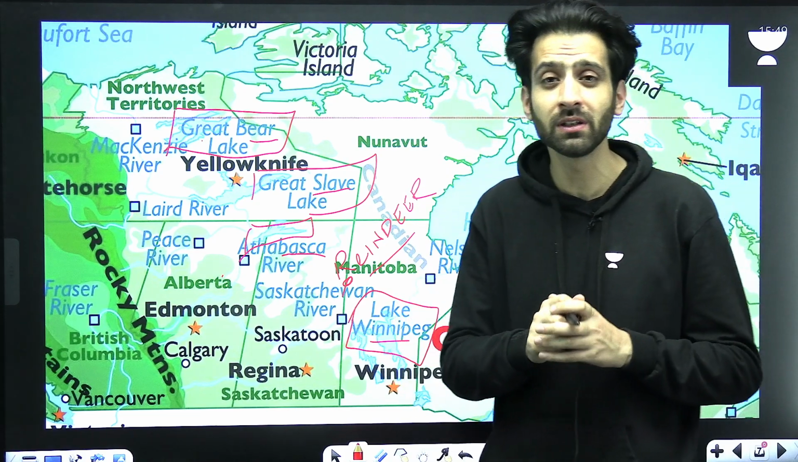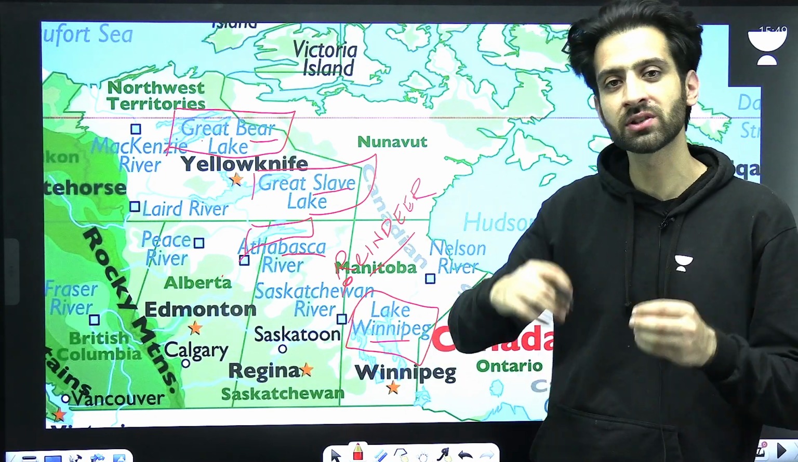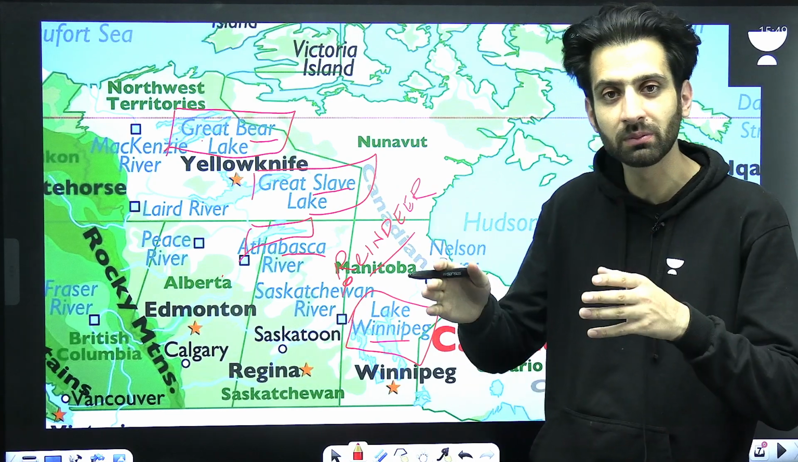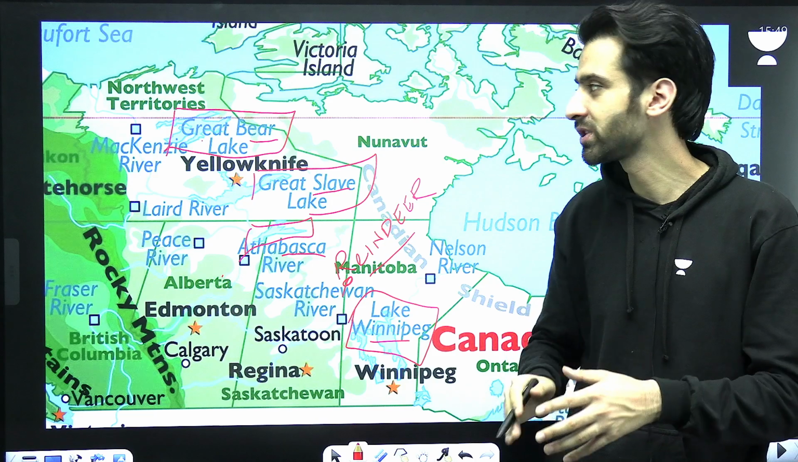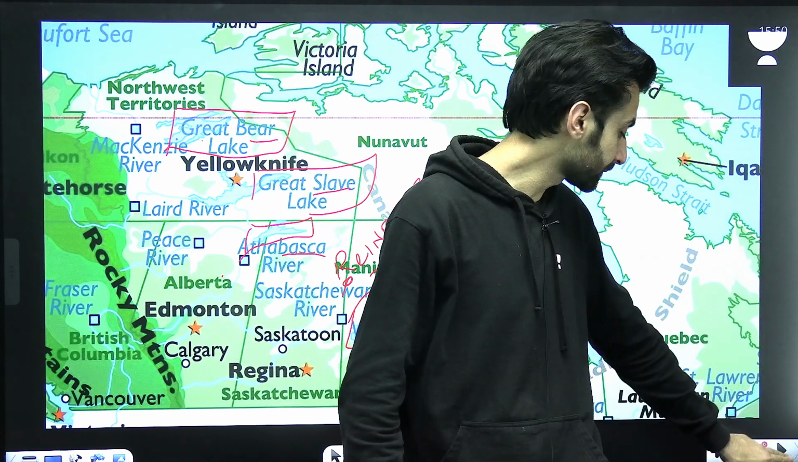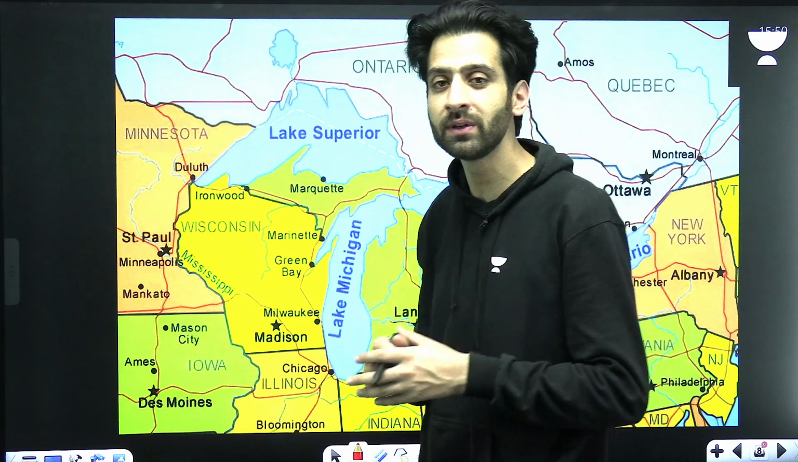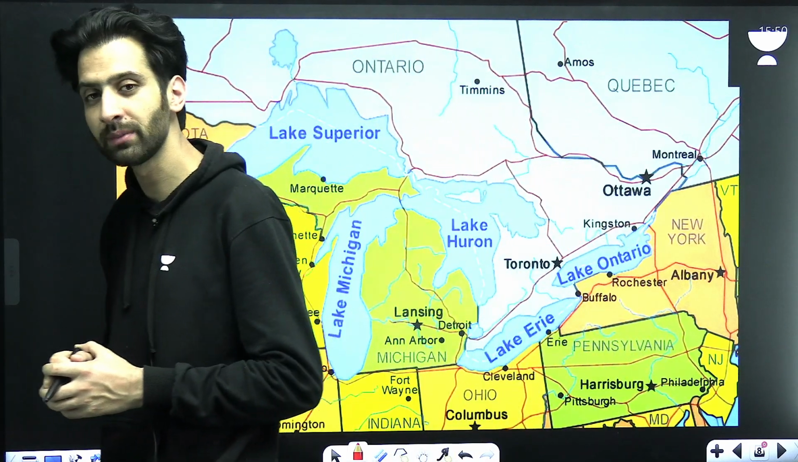I don't exactly remember in which PSC it was asked, but it was asked somewhere where you were given these lakes and asked to mark the name of these lakes. So I hope you remember the sequence from north to south, starting from Bear Lake, Slave Lake, Athabasca Lake, Reindeer Lake, and Winnipeg. Now, coming to the 5 Great Lakes of the North American continent.